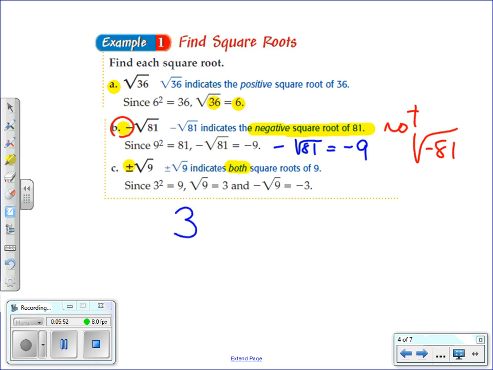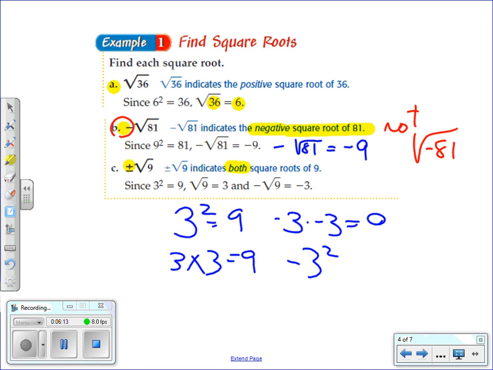Let's try this again. 3 squared is 9, right? We know that 3 times 3 is 9. What about negative 3 times negative 3, or negative 3 squared, right? What does that equal? What's negative 3 times negative 3? It's also a positive 9. So you can have plus or minus the square root of 9. It can be plus 3 or it can be negative 3.